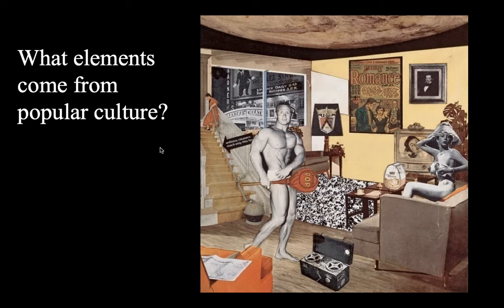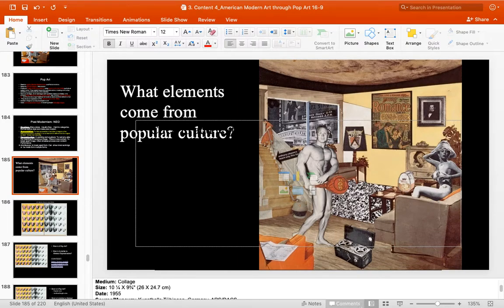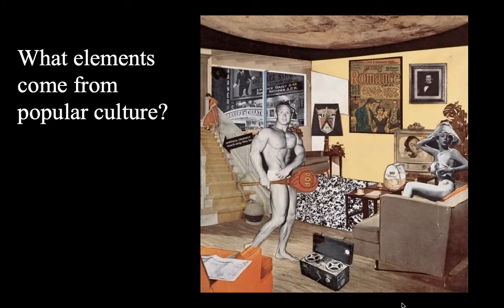So in this image by Hamilton, what imagery do you see from popular culture? It's called What Is It That Makes Today's Home So Different? This is actually 1955. It's a little bit earlier than 1960. If you think about what was happening in the 50s, we had the space race. So you might notice that the ceiling is the moon. You have a bodybuilder holding a lollipop. You have a vacuum. So this is probably coming from an ad.